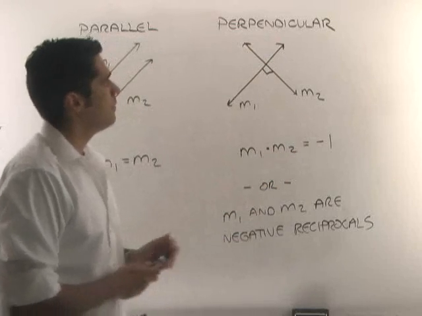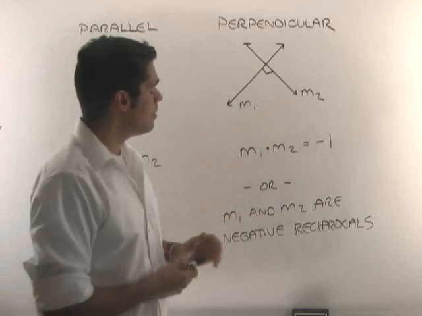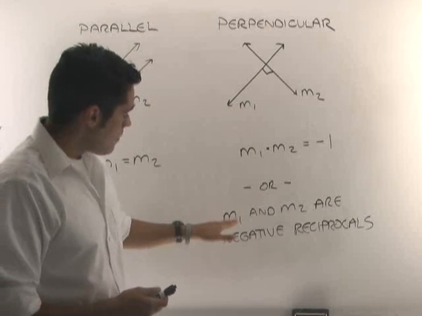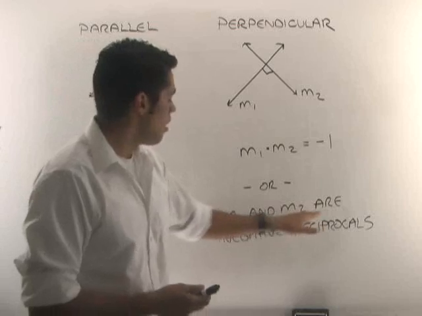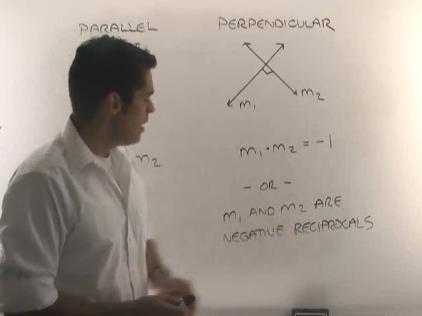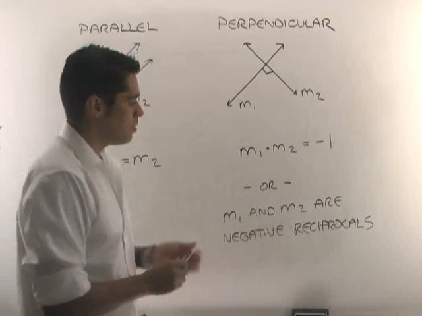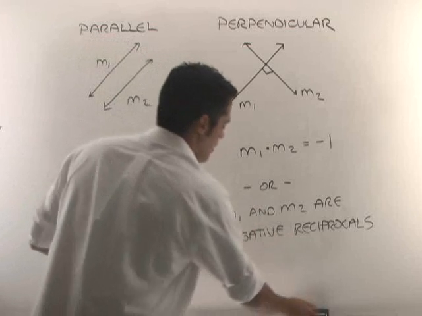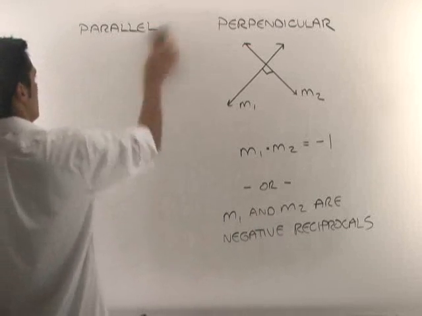There's another way to figure out if two lines are perpendicular, and that's if M1 and M2 are negative reciprocals of each other. And a lot of people are like, well, what's a negative reciprocal? So let me explain to you real quick what a negative reciprocal is.